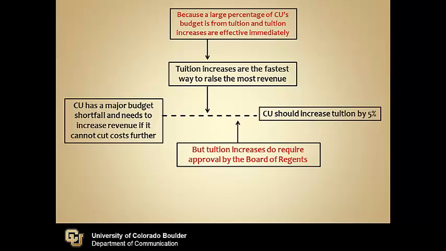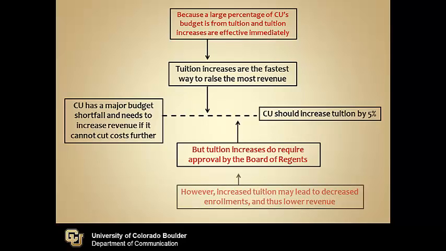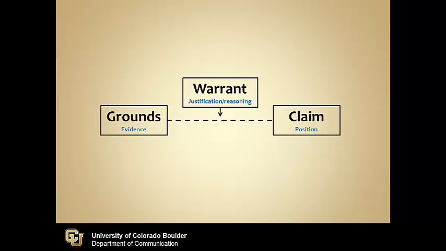We should also acknowledge a counter-argument to our position, like the idea that tuition increases may actually decrease enrollments and thus lower overall revenue. And we would want to address this counter-argument with some sort of rebuttal to this rebuttal in order to sustain and even enhance our credibility. So that's our argument according to the Toulmin model of argumentation. At the most basic level, we have a claim that is warranted based on the evidence.